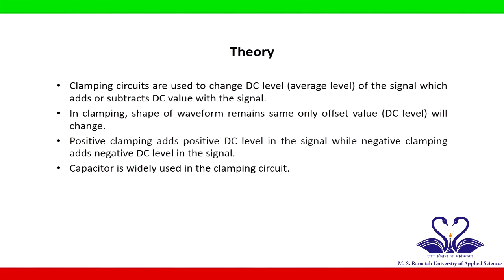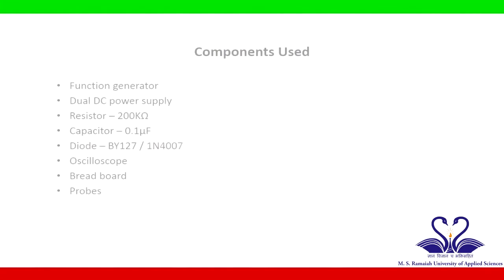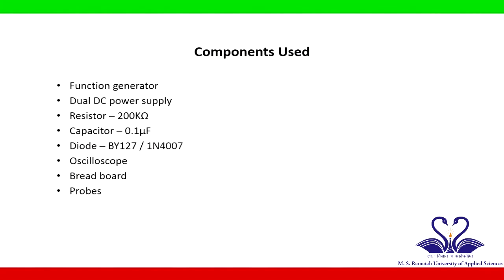Capacitor is widely used in the clamping circuits. To conduct this experiment, we need function generator, dual DC power supply, resistor of 200 kilo ohm, diode models either 1N4007 or BY127, capacitor of 0.1 microfarad, oscilloscope, breadboard, probes and connecting wires.